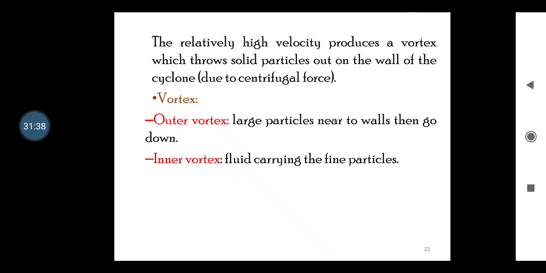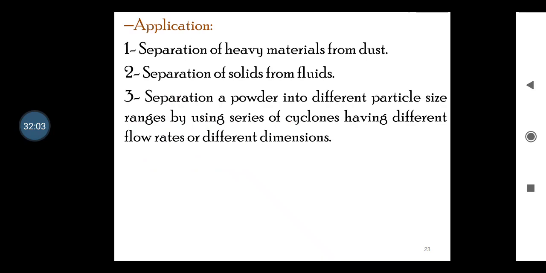But the inner vortex is where the fluid carrying the fine particles moves upward because of the lighter weight, and that's why the collector zone is quite different from the collector zone of the outer vortex separation. Applications: separation of heavy materials from dust, separation of solids from fluids, and separation of a powder into different particle size ranges by using a series of cyclones having different flow rates or different dimensions.